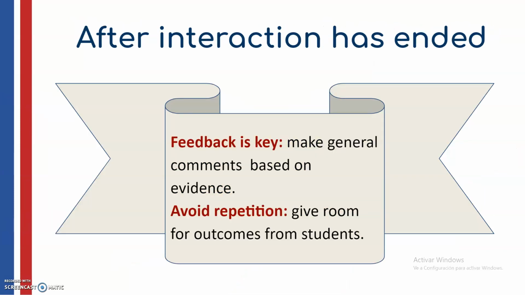So the third stage is after interaction has ended, and basically there are 2 concepts that are important here. Number 1, feedback is key. Make general comments based on evidence that you have gathered. That means, for example, some mistakes, some things that you have found important in the different conversations that you listened to, so the students can have a general comment for further analysis. And number 2, avoid repetition, which is a misconception and misunderstanding of communication.